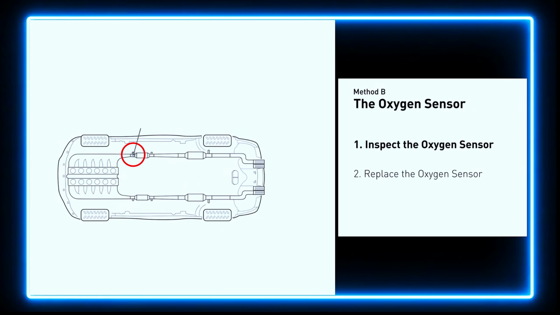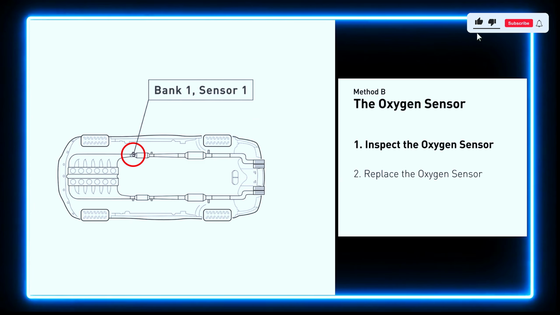This oxygen sensor is located right before the catalytic converter. Bank 1 is on the side with cylinder number 1. Sensor 1 is usually the one in the exhaust manifold.